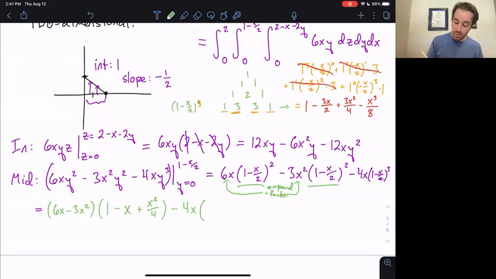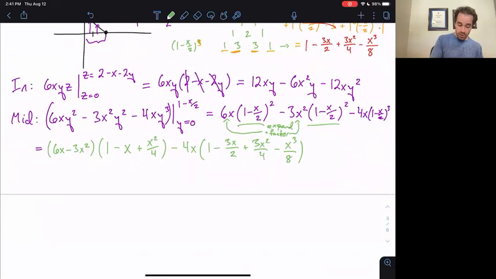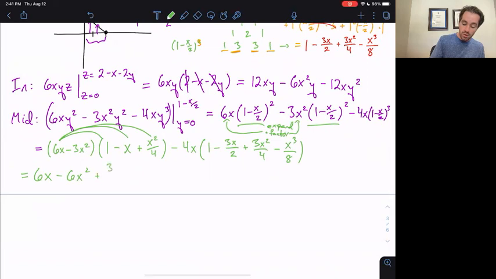This will be 6x times 1 minus 3x over 2 plus 3x squared over 4 minus x cubed over 8. And yeah, sorry, we're going to do just one more step of expansion, and then we'll collect all the like terms. So 6x times 1 is 6x. 6x times negative x is negative 6x squared. And then 6x times that is, let's see, 6 and 4 cancel to 3 and 2. So that would be plus 3x cubed over 2.